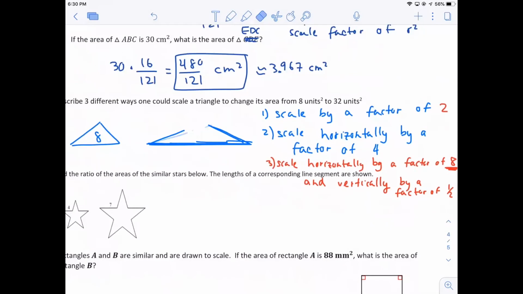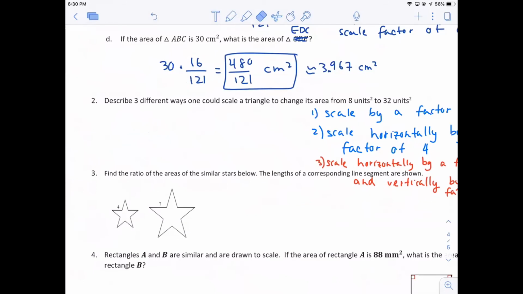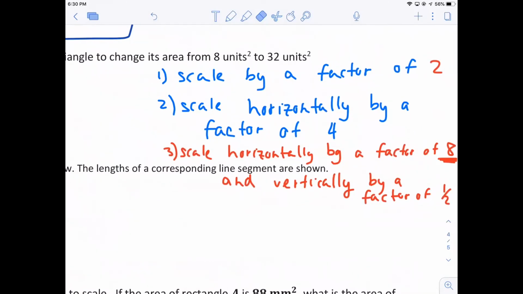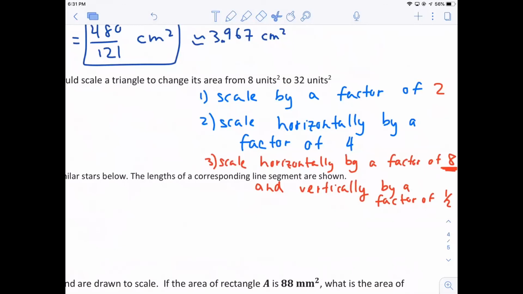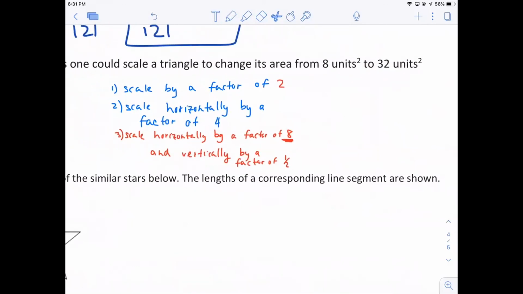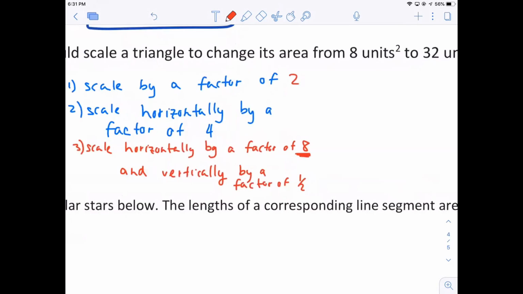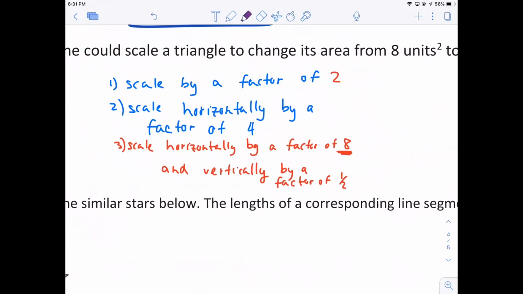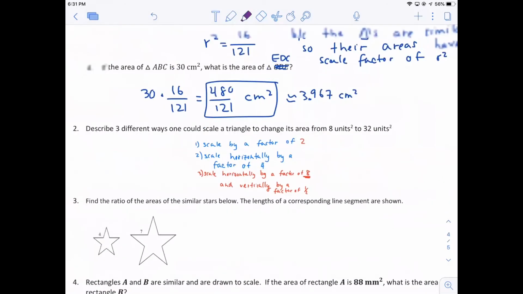So there's infinitely many ways to do this. You just need to think of two numbers that multiply to 4, pretty much. So you can scale by a factor of, I don't know, 4/3 and, sorry, not 4/3 and 1/3. You can scale horizontally by a factor of 4/3 and vertically by a factor of 3, right? Because 4/3 and 3 multiply to 4 also. And it doesn't have to be horizontal and vertical, just two perpendicular directions. But horizontal and vertical, of course, is the easiest way to do it.